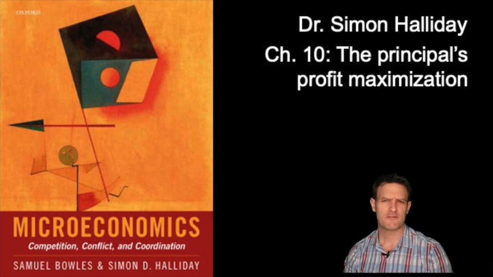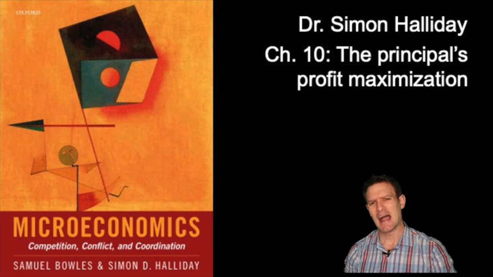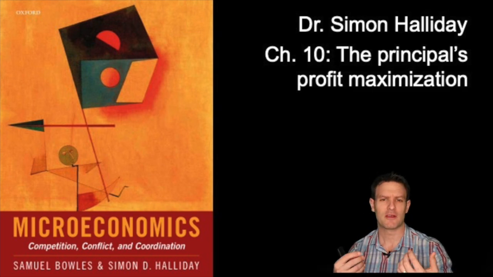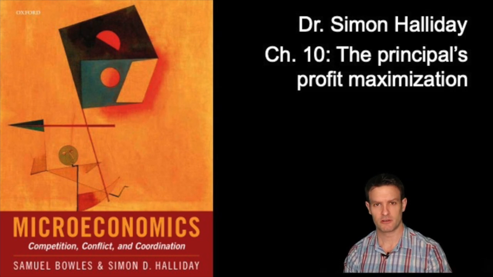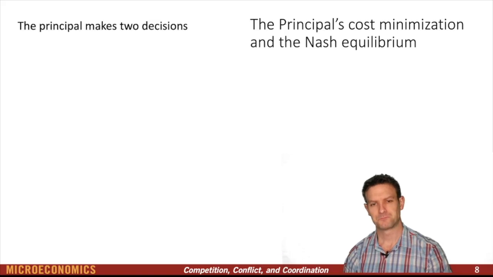To do that, though, we have to think about the following problem. How do we visualize and think through what the principal's choice is? And to do that, we're going to find their ISO cost curves, as you'll see in a few slides. So, in terms of the principal's cost minimization and the Nash equilibrium, we're going to think about the following.